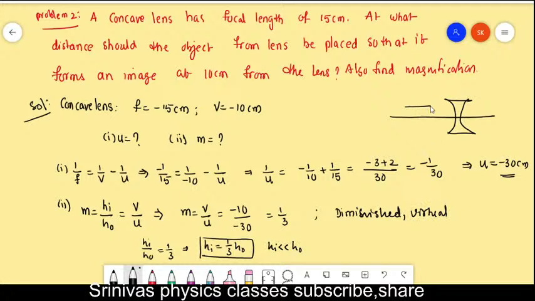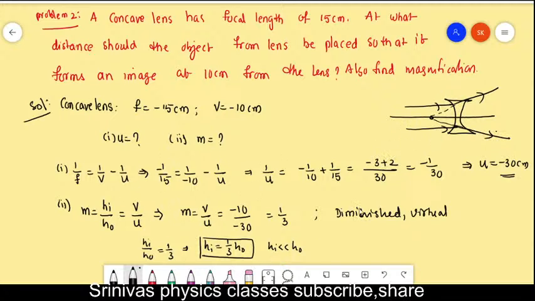Actually, a concave lens is a diverging lens. A diverging lens always forms a diminished image and a virtual image only. A concave lens always forms a virtual image. If the object is at infinite distance, this is the diagram, not for this case.